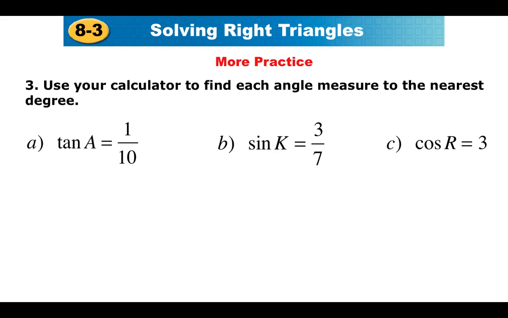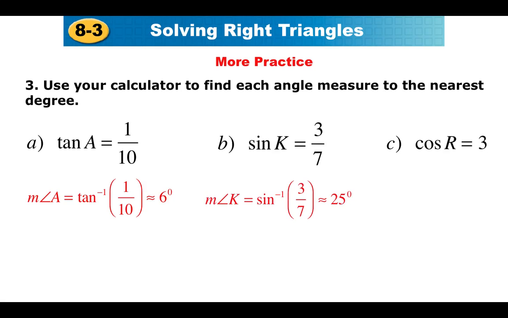And the way that you compute this, go ahead and copy this first one. You write, measurement of angle A equals, and then at this point you jump to your calculator. You do tangent inverse of 1/10, and it should give you back 6 degrees. In the same manner, we want to find for letter B the measurement of angle K. So then we do measurement of angle K equals sine inverse of 3/7, and you get 25 degrees.